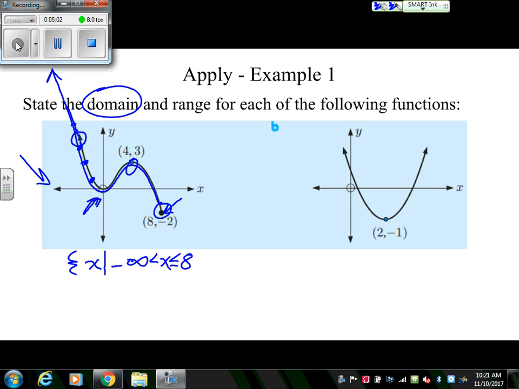So we actually get there. So x is in between negative infinity and 8, but it can equal 8. It can't equal negative infinity. And then I close off my set using my braces again.